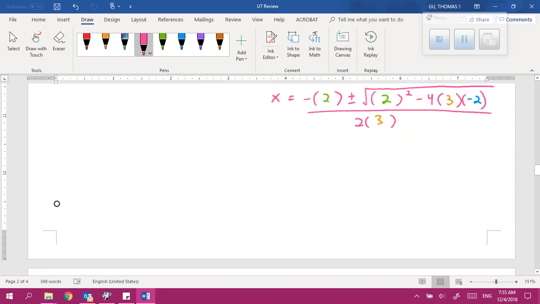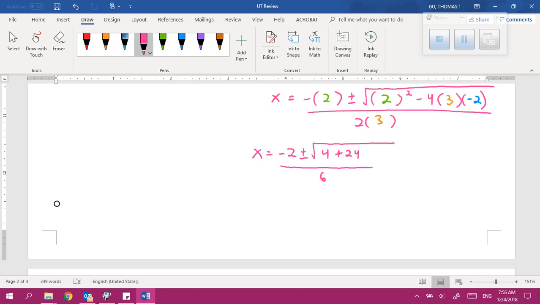Okay, so now we're going to simplify this until we get an answer. So we got x equals... What does x equal here? -2 plus or minus square root of 4. And what's -4 times 3 times -2? Positive 24. Plus 24 over 6.